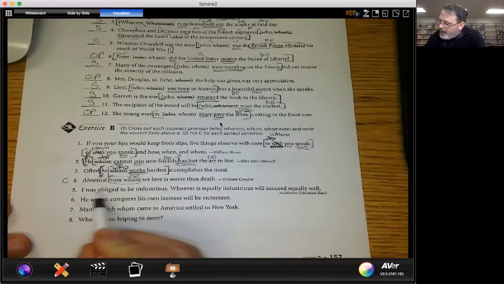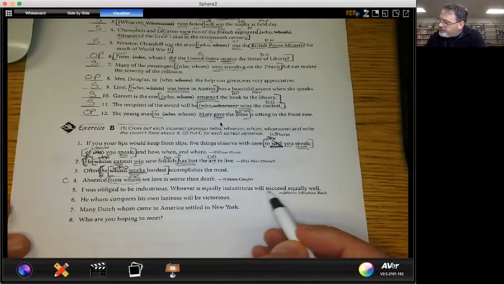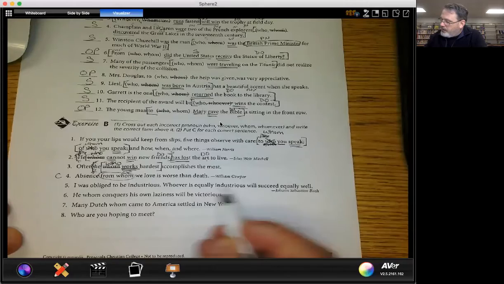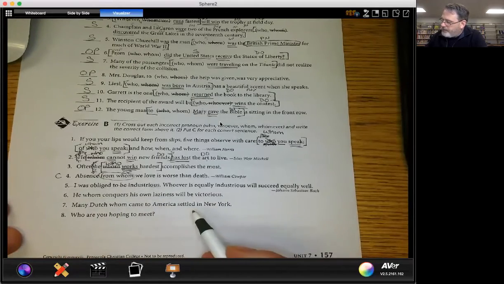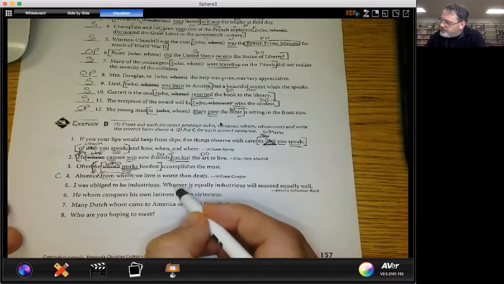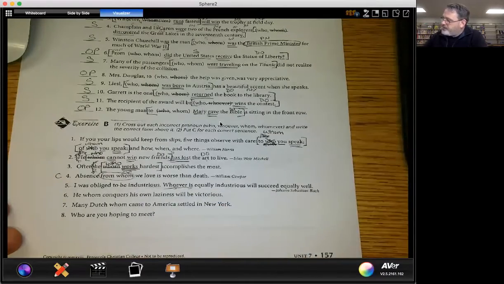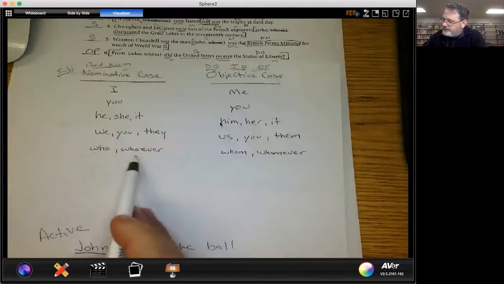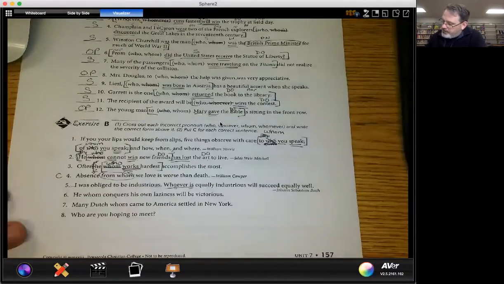The next one, I was obliged to be industrious. Whoever is equally industrious will succeed equally well. Well, that's a sentence by itself, right? So we can just ignore that completely. The verb is, so that means this must be the subject, yeah? And whoever is nominative case, subject, that's correct the way it is.